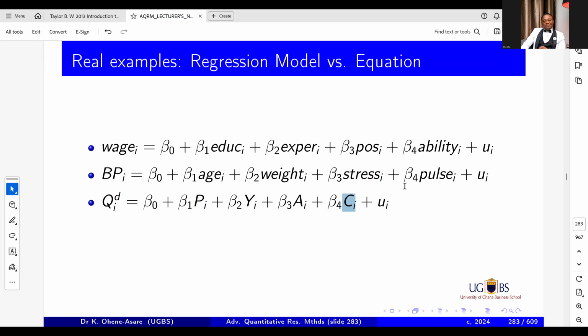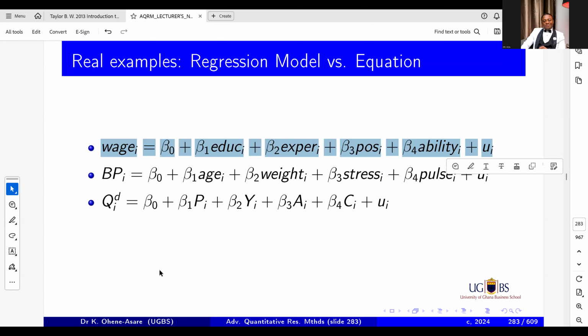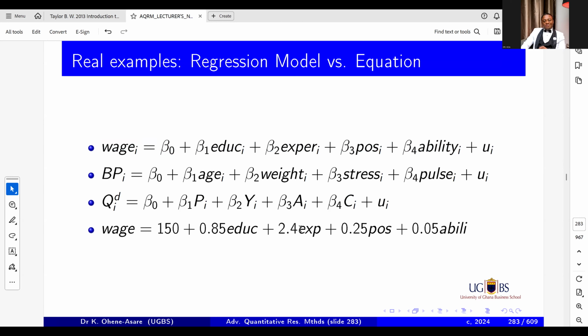Good. Now, the first one you see is the regression model. It's a specified regression model. The second one you see down here is the estimated regression equation. Remember, the first is the specification. The last one is the estimated equation. Question: who can tell me the difference? There are two main differences between the regression model and the estimated equation. Who can tell me the two main differences?